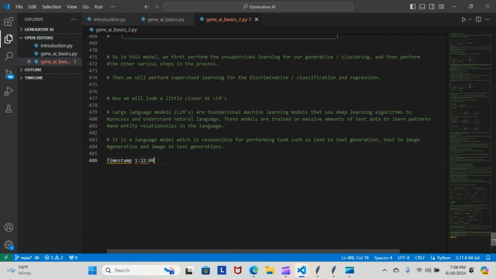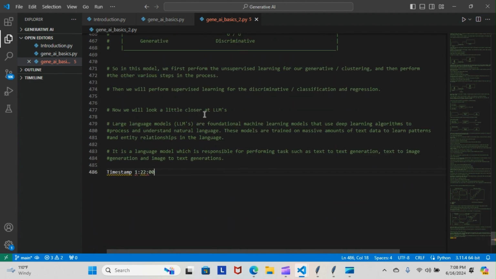So that's that. Now we look a little closer at LLMs, and we're going to do that tomorrow, but I can read it for you really quickly. Large language models are foundational machine learning models that use deep learning algorithms to process and understand natural language. These models are trained on massive amounts of text data to learn patterns and entity relationships in a language. It is a large model which is responsible for performing tasks such as text-to-text generation, text-to-image generation, and image-to-text generation. That's why I stopped at that.